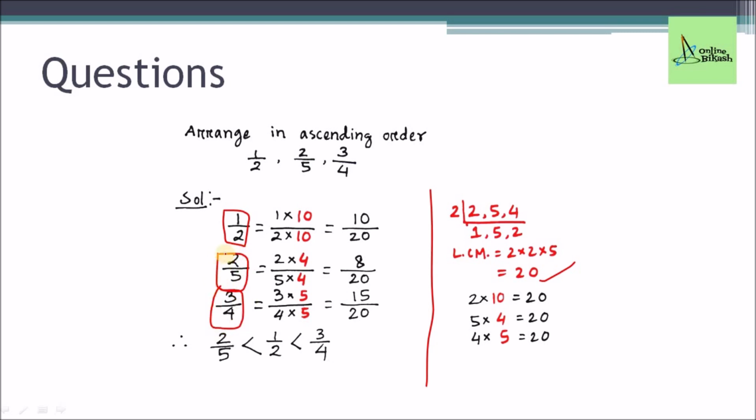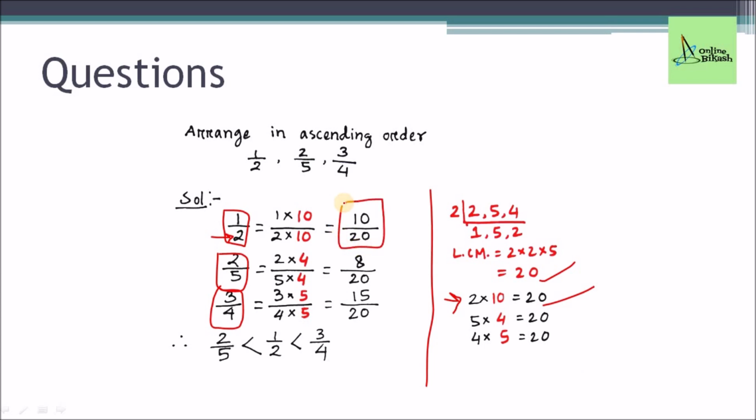Now in each case, here the denominator is 2, then we will check what 2 will multiply to get the LCM. You will say 10, because 2 tens is 20. Yes or no? 10 will multiply. So the same 10 you need to multiply with both numerator and denominator of 1 by 2. Then you will get the fraction 10 by 20.